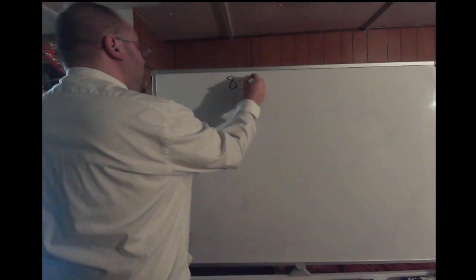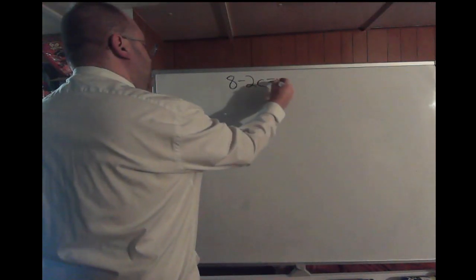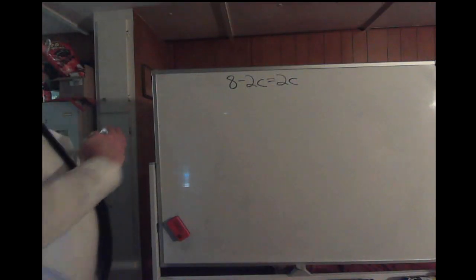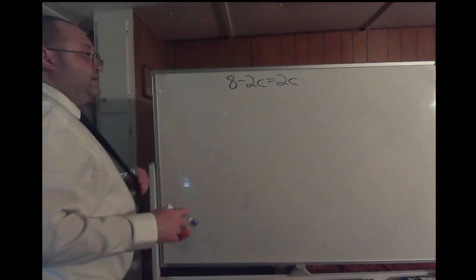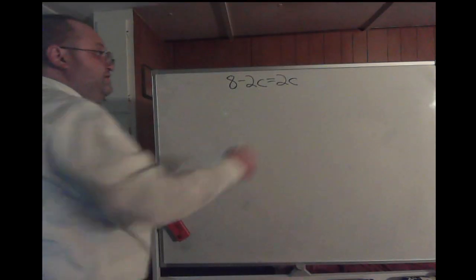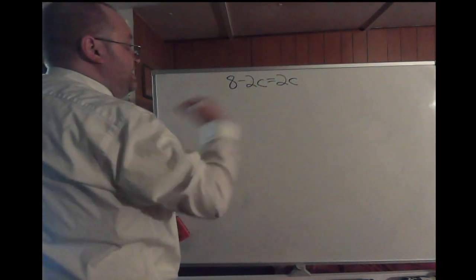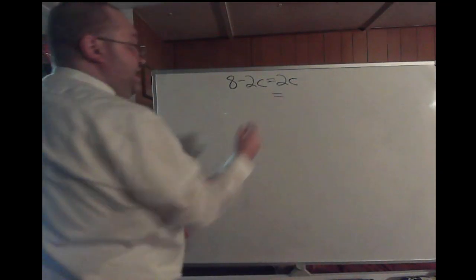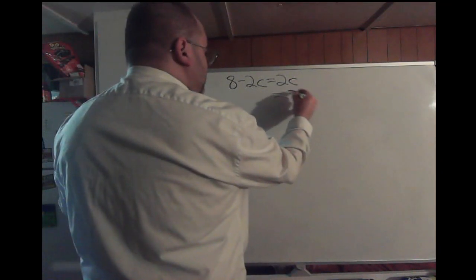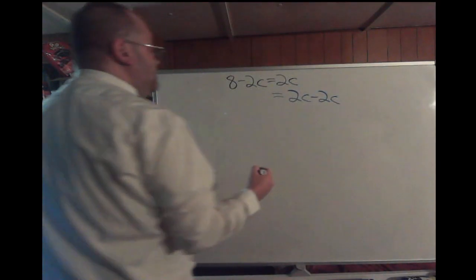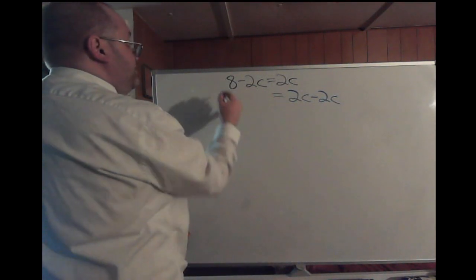Alright, so let's see. We have 8 minus 2c equals 2c. Well, again, what I would suggest, get the variable out of the right-hand side. Make sure it's only on the left-hand side. So on the right side, we have positive 2c, so we need to subtract 2c to get rid of the variable on the right-hand side. But what you do to one side, you got to do to the other.